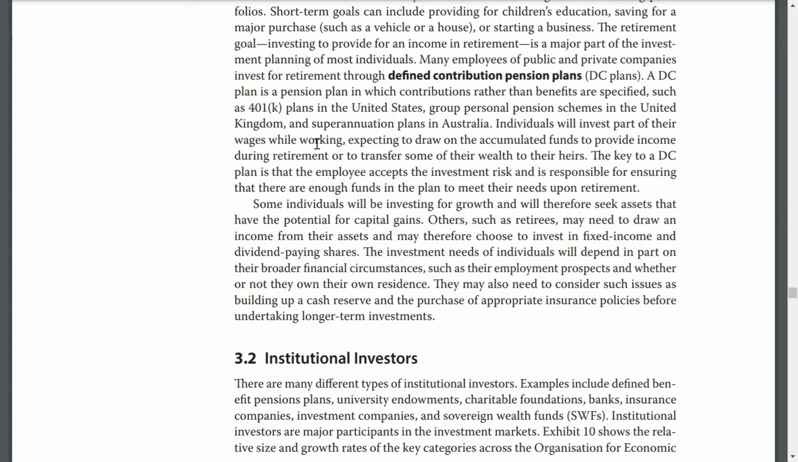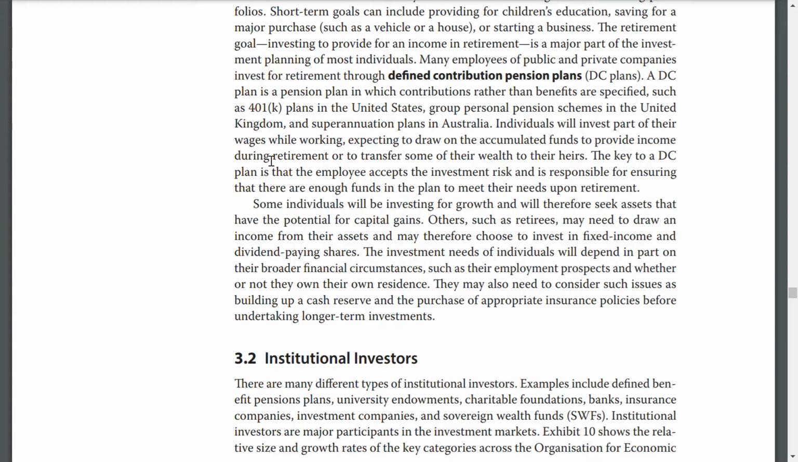The investment needs of individuals will depend on their broader financial circumstances, such as their employment prospects and whether or not they own their own residence. They may also need to consider such issues as building up a cash reserve and the purchase of appropriate insurance policies before undertaking long-term investments.